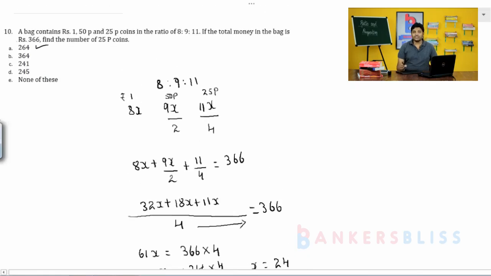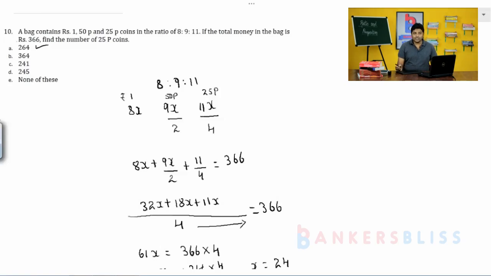Very simple. The first thing I did is I took the ratio 8x, 9x, 11x. Next, 50 paisa represents 9x, 25 paisa represents 11x. So, that 9x has to be converted into rupee. So, 50 paisa is nothing but half a rupee, so divided by 2. 25 paisa is nothing but 1/4 of a rupee, so divided by 4. So, altogether I used to get 366 rupees.